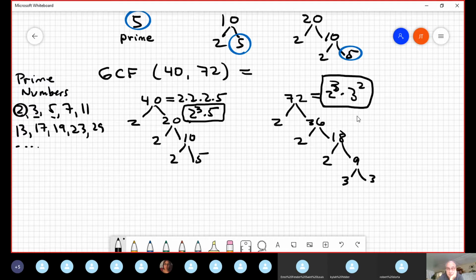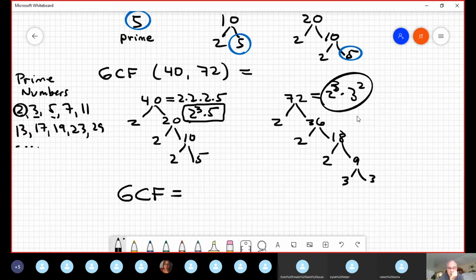These are the factorizations. Okay, now this is a crucial moment to find the GCF. It's more clear now or no? GCF. How many 2s do we have in common between those numbers? How many 2s in common? 3. 1, 2, 3.